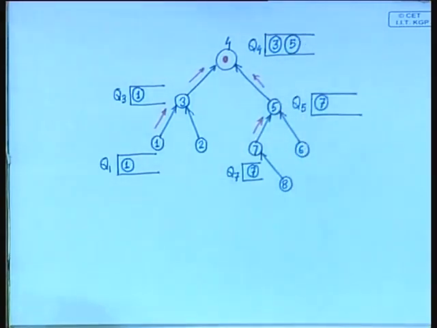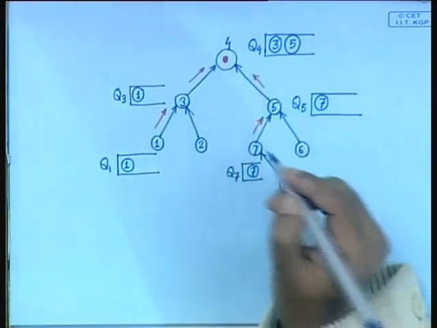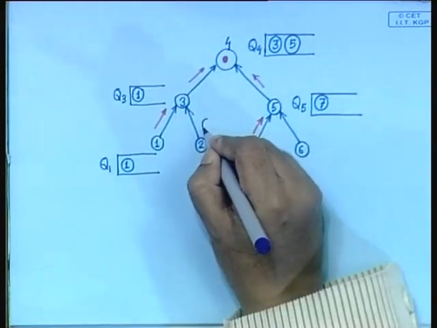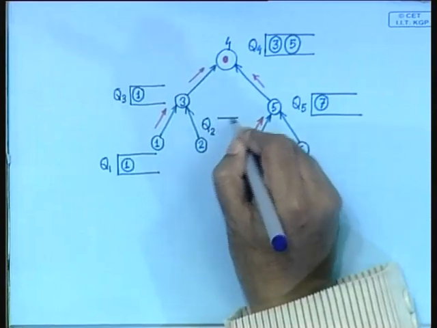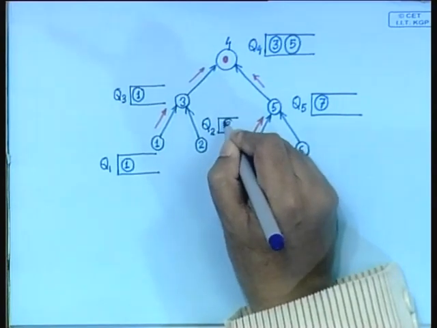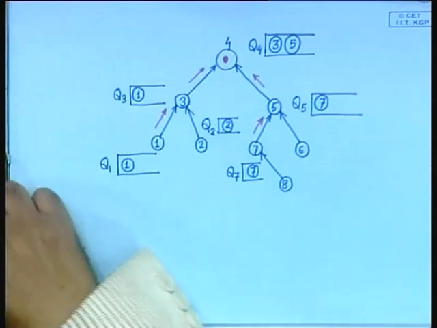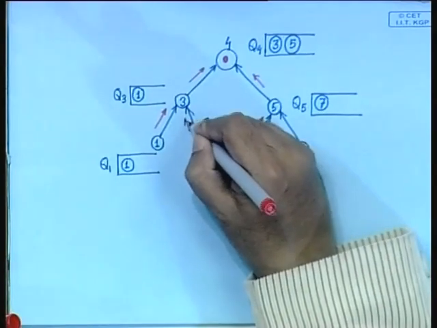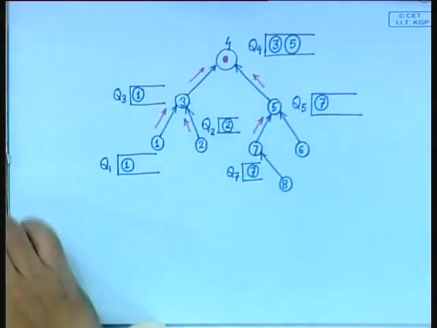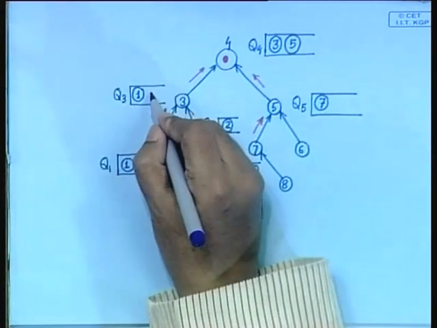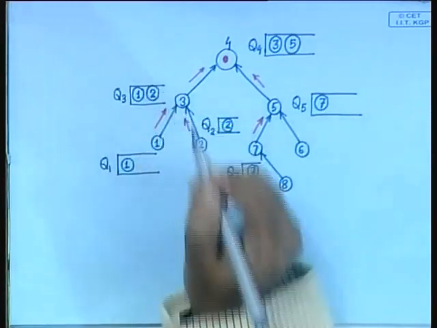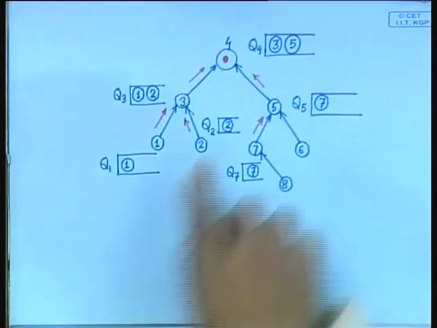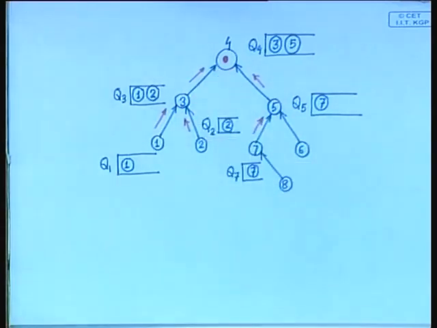Let us say that now 2 makes a request. So, when 2 makes a request, we will have in Q2, we will enter 2 and this request will be sent to 3. What is Q3 going to do? It is going to take note that 2 has made a request, but it is not going to forward the request again because it has already made a request.